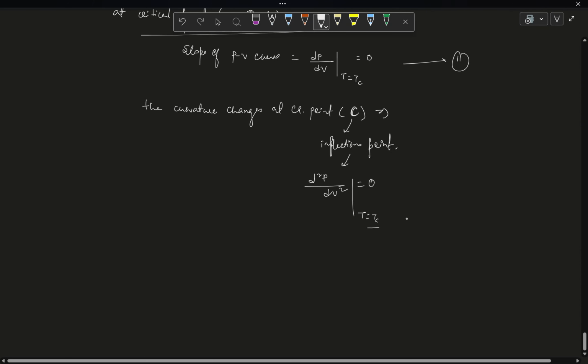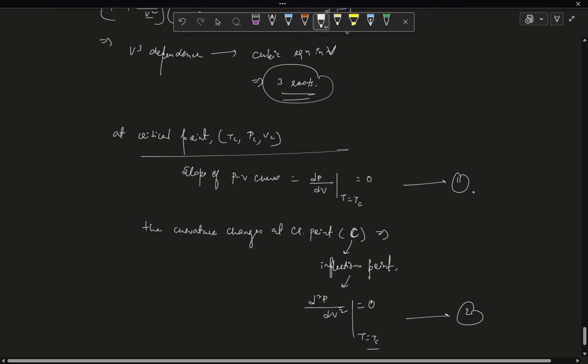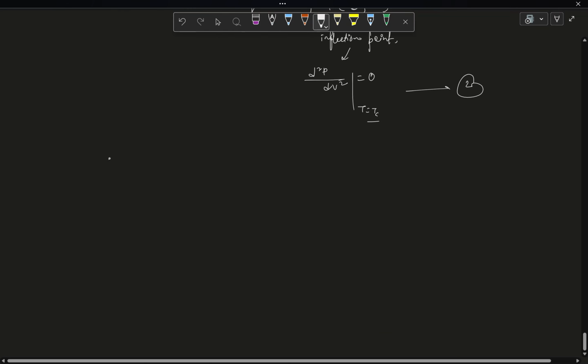Now this is, let's say, condition number 1, and this is, let's say, condition number 2. Now you just have to use these two conditions. So from 1, dP/dV, first of all let us calculate from the expression.